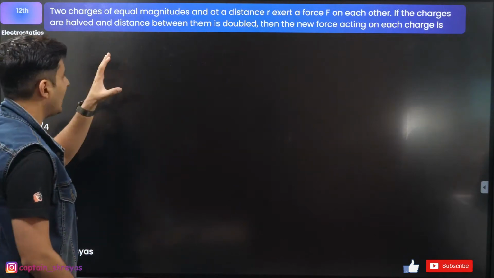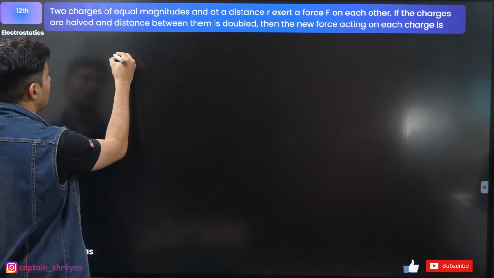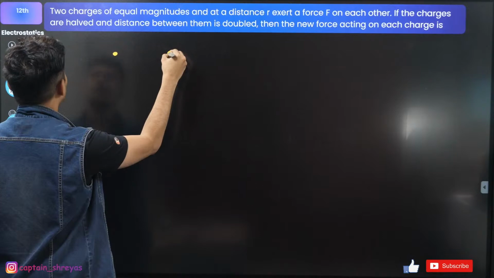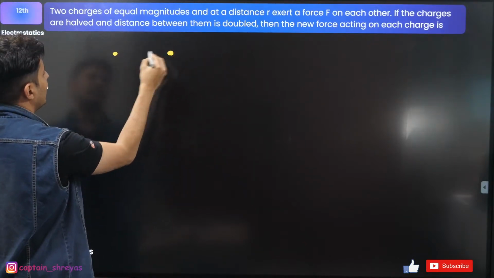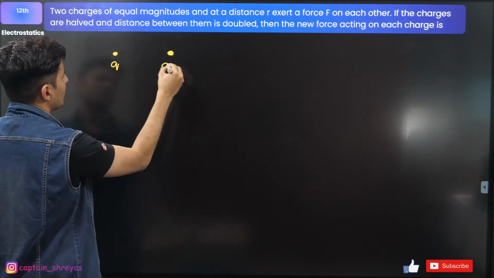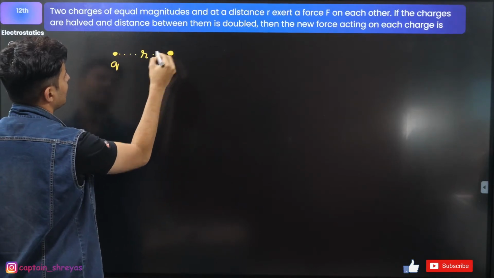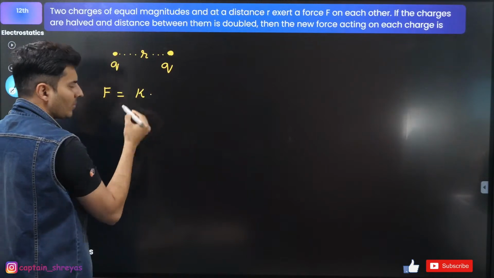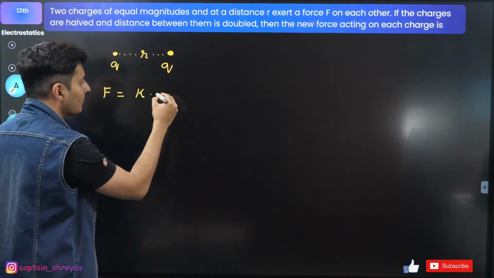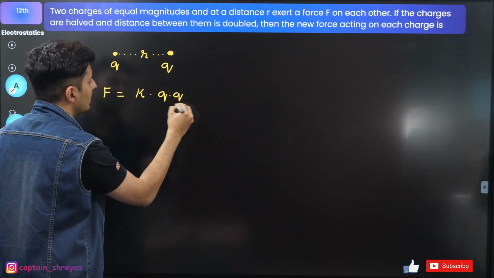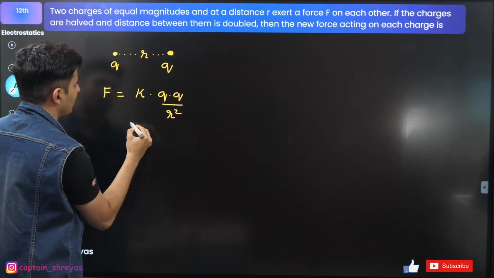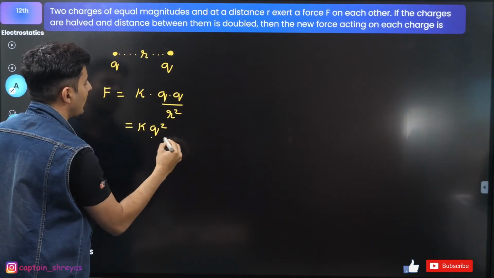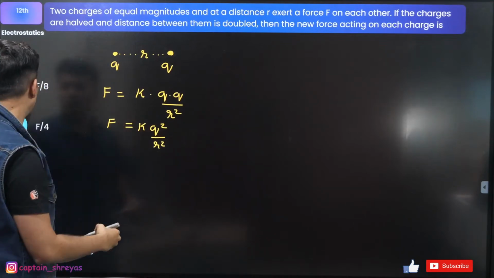So let's understand the question. There are two charges of equal magnitudes. That means if this is Q, this is also Q. The distance between them is r. Then the force between them will be some constant, 1 by 4 pi epsilon naught, into Q squared divided by r squared. Basically it will be kQ squared divided by r squared. That will be the force.